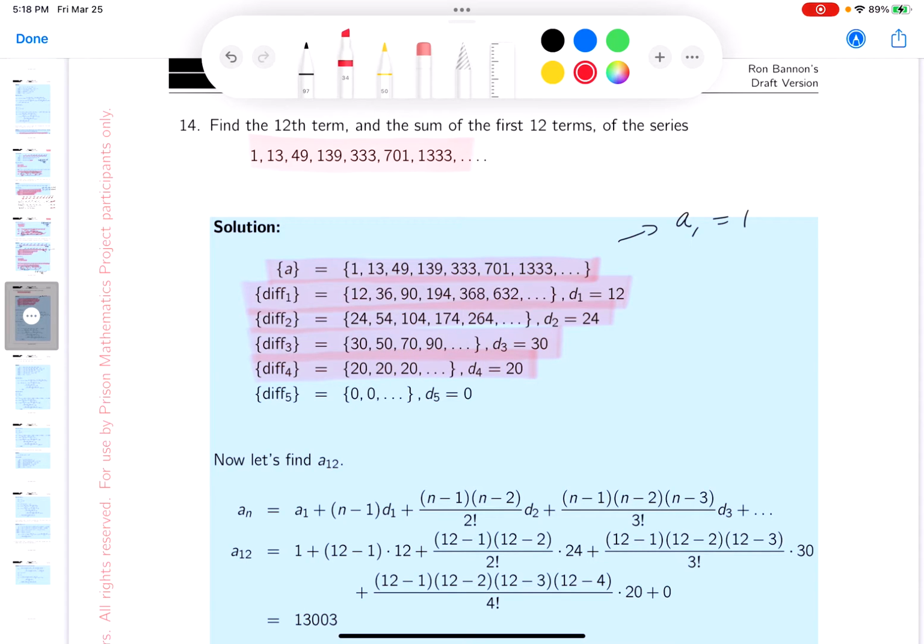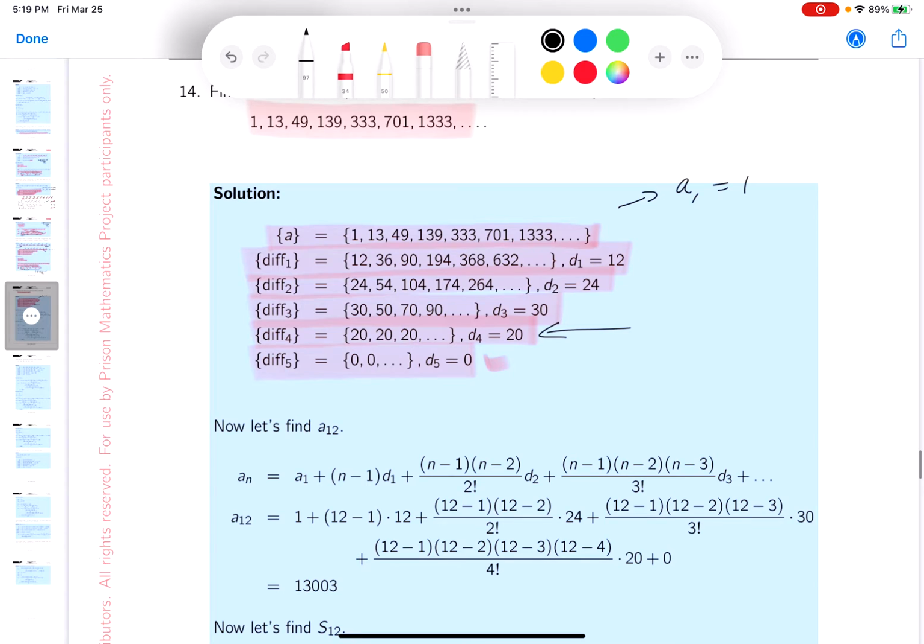D4 already, it's 20. But what do I know now? Everything that follows is going to be a 0. And this is critical. I only need to go to the level, this level over here, D4. All right, so we're going to do the 12th term, A12. Kind of easy to write down, but the computation might be difficult.